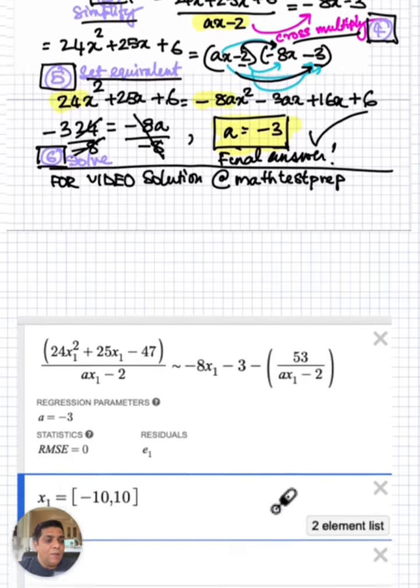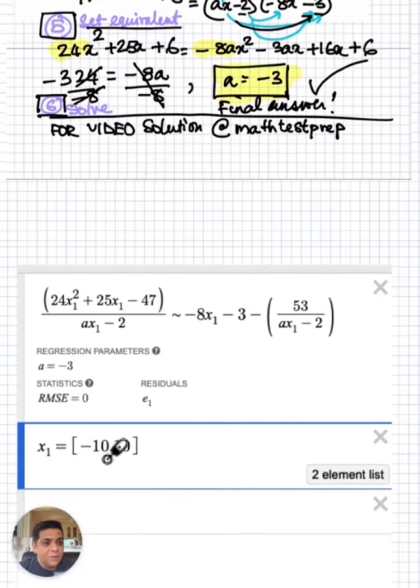One other thing I wanted to mention was I put x1s instead of x, all x1s, and then in the next line I'm going to put my x1 range as negative 10 to positive 10. So it's going to try to solve, see which one of these is going to match for a for this range, and what we get is a equals negative 3 using this regression parameters. So that is our problem solved.